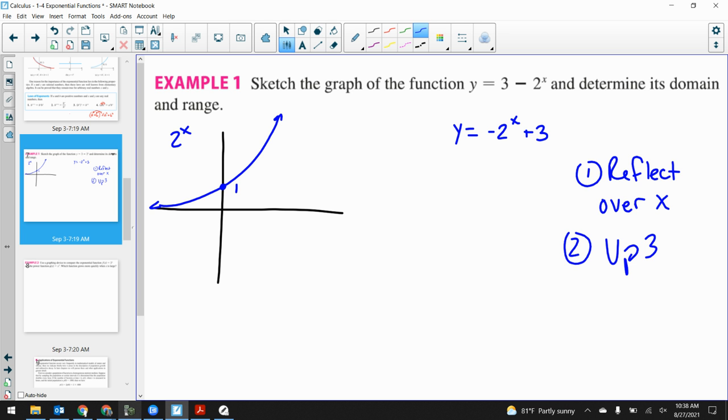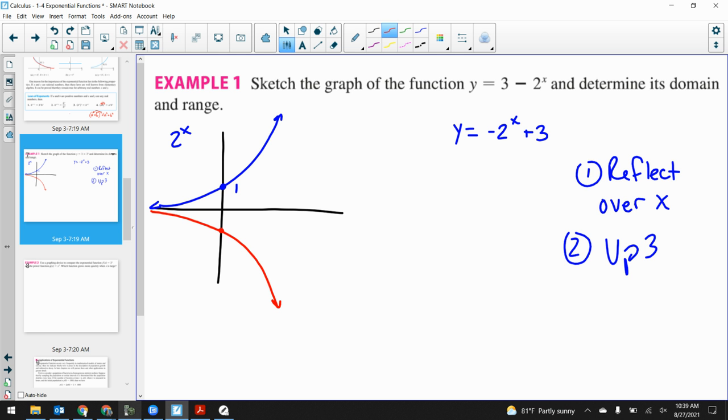I can do that. All right. So that's what I'm going to do. I'm going to reflect it over the x-axis, then I'm going to go up 3 units. Okay, so reflection across the x-axis would just take this, leave. Oh, that's the y-axis. I'm smart. Thank you.